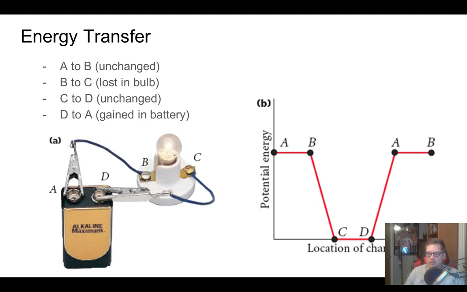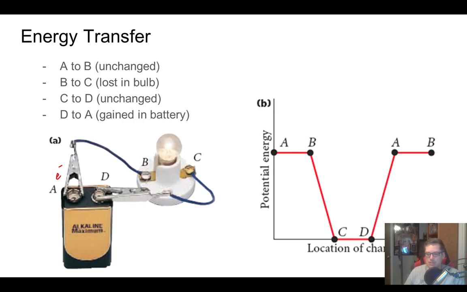So let's just walk through here. When our electrons are here at A, they're going to be at a high potential energy. Okay, we're going to have very high potential energy. As we travel across this wire, though, this wire has essentially zero resistance. And because it has zero resistance, we don't really lose any energy. So that potential energy is going to remain constant as we go from A to B.